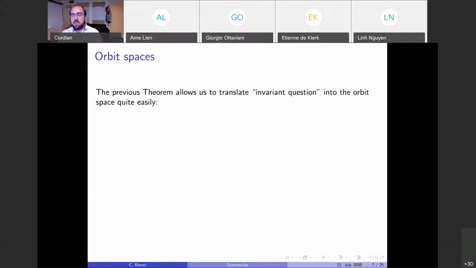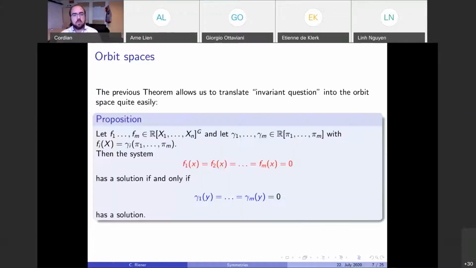So what is useful about this theorem? Why did I present the theorem? In fact, a lot of the things that we have been doing aimed at the question of how we can translate or transform questions that have some invariance into an easier form. And in that sense, we transform them into the orbit space. Let me make this clear with this rather silly proposition.